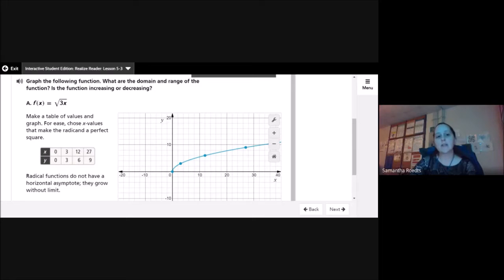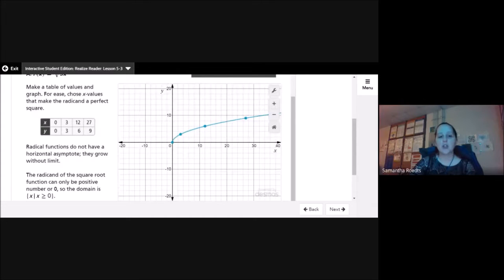For ease, choose x values that make the radicand a perfect square. So 0, 3, 12, 27. Right, so they make perfect squares. Makes your life a little bit easier. Radical functions do not have a horizontal asymptote. They grow without limit. The radicand of the square root function can only be positive numbers or 0.